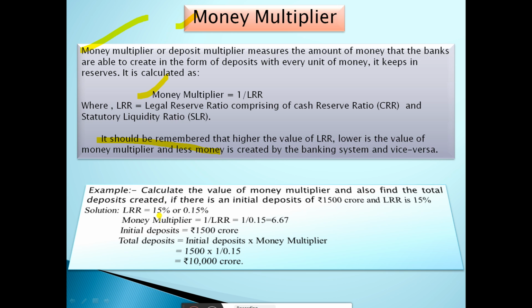So here one example is given. By this example you can understand how money is multiplied. Calculate the value of money multiplier and also find the total deposit created. If there is an initial deposit of rupees 1500 crore and LRR is 15%, then if we calculate this way, we will get 10,000 crore. So from the 1500 crore the money is multiplied up to 10,000 crore.